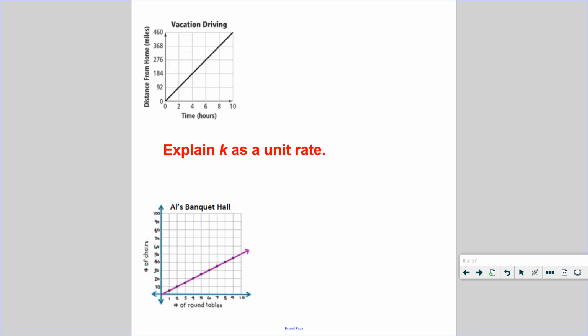Now you're given a graph. Can you find the constant proportionality using a graph? Let's label. This is X. This is Y. So let's pick a point somewhere on the graph. Let's pick this one right here. So X is 2 hours. Y is 92, distance from home in miles.